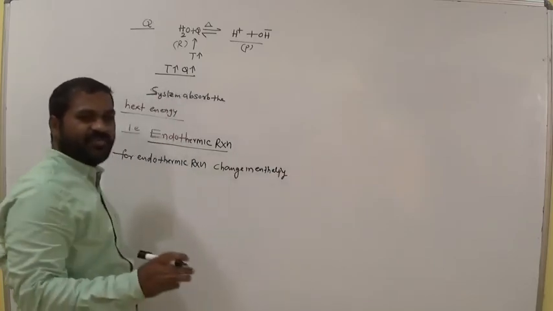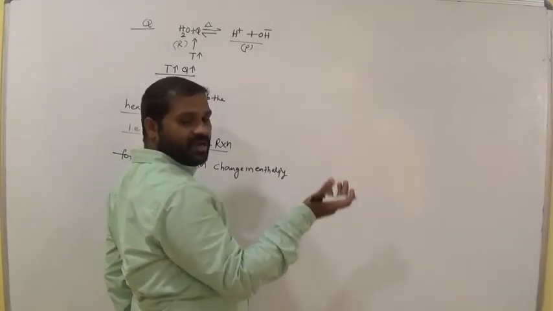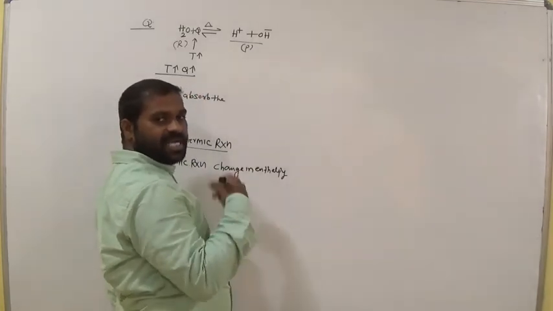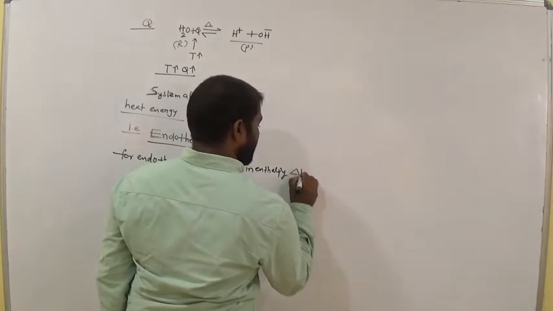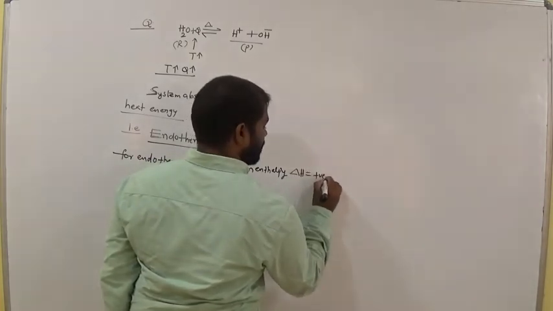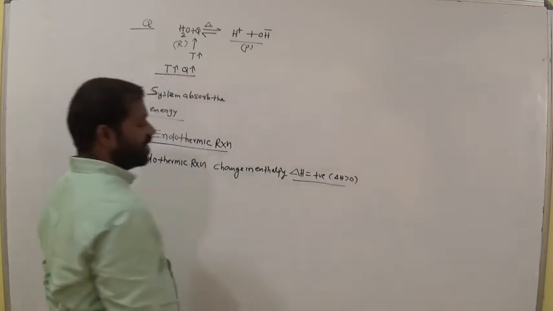Enthalpy means nothing but the total heat change in a reaction. Change in enthalpy is how much quantity of energy is absorbed or released. That is denoted by delta H, which is positive. That means delta H is greater than 0 for an endothermic reaction.